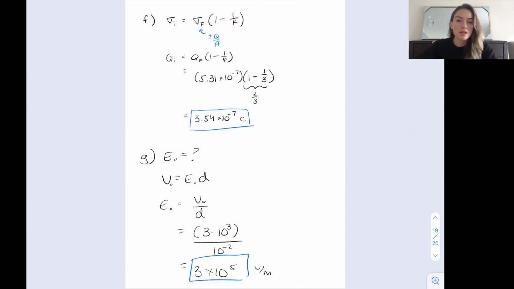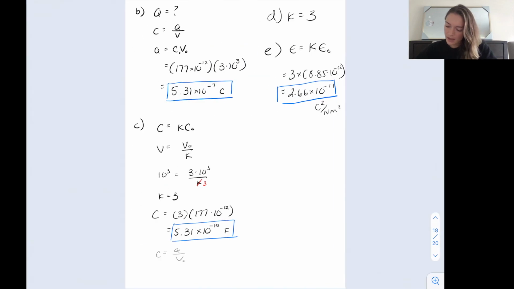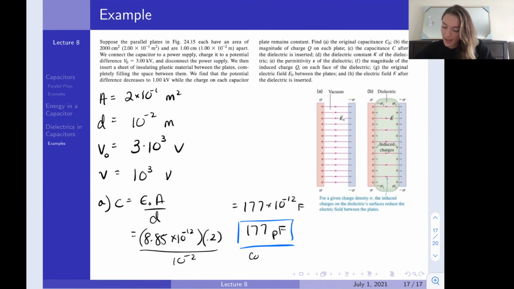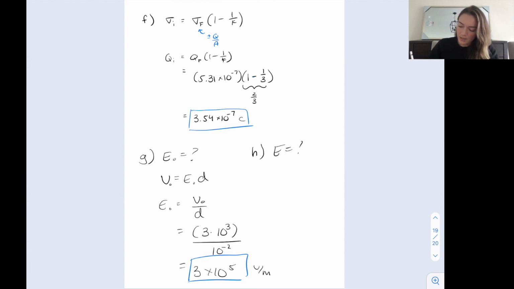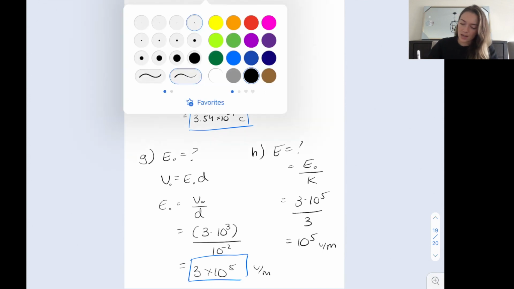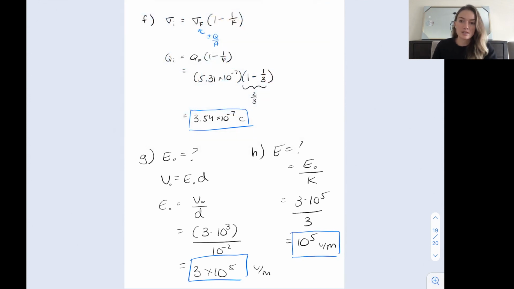Or newtons per coulomb. Okay, so then our last part is the electric field E after the dielectric has been inserted. This part is straightforward. We know that the dielectric is just going to decrease the electric field by an amount equal to the dielectric constant. So this is just going to be equal to the original electric field divided by K. So we just do 3 times 10 to the 5th divided by 3, which is just 10 to the 5th. So we have 10 to the 5 as our electric field after the dielectric is inserted. And that's it.